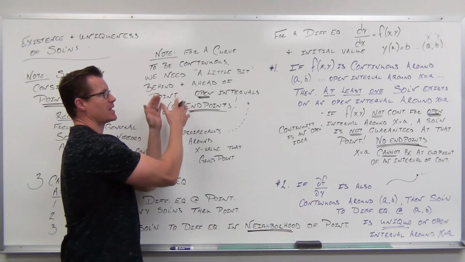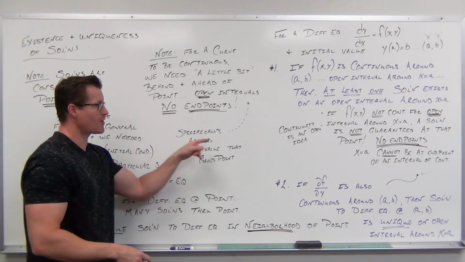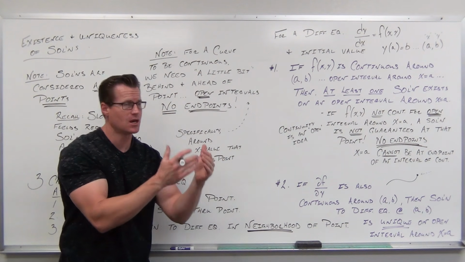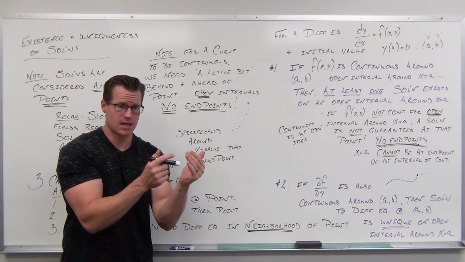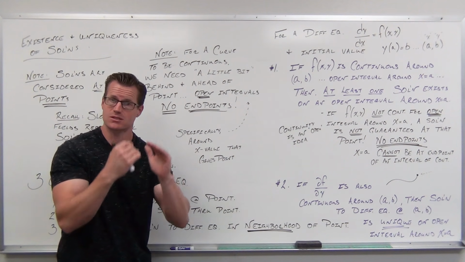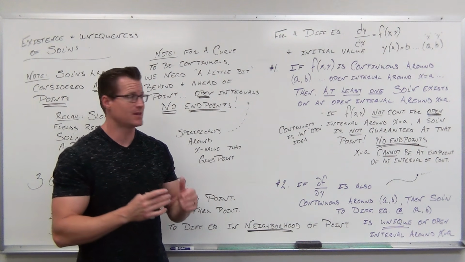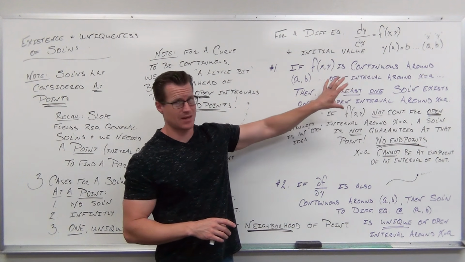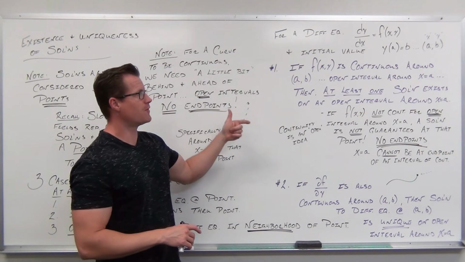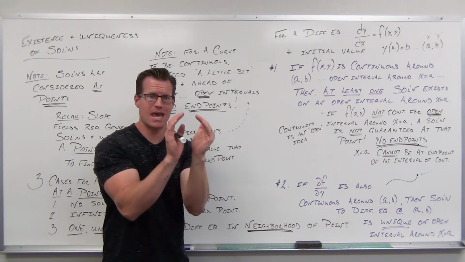Continuity says you need a little bit ahead and a little bit behind whatever point you're checking. So whatever x value gives you that point, you look at that x value and you say, is that at an endpoint of where my continuity starts or ends? If it is, you're not continuous there. If it is, that's failing this. Okay, that's not okay.